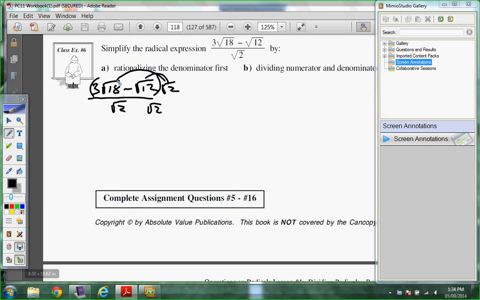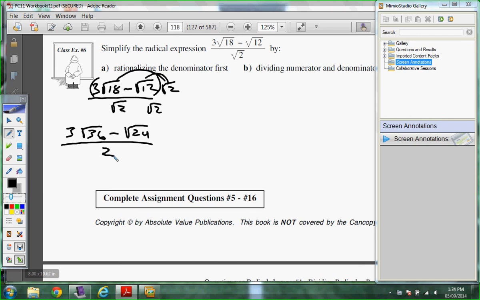Okay, so we're rationalizing the bottom. So did root 2 to top and bottom. The root 2 has to hit both things on top. We have two things on top. Okay, so that's going to give me 3 root 36 minus root 24 all over just a 2, because that's how we rationalize. Okay, we good?